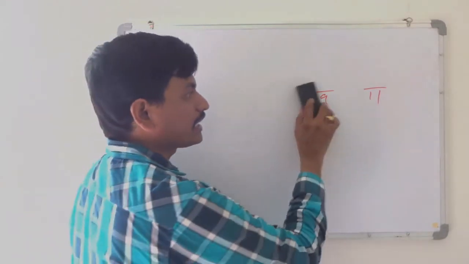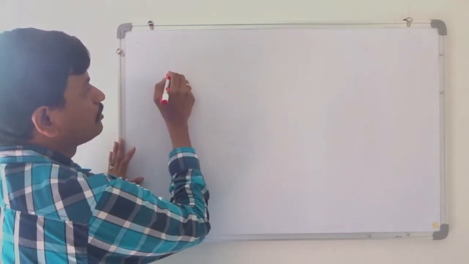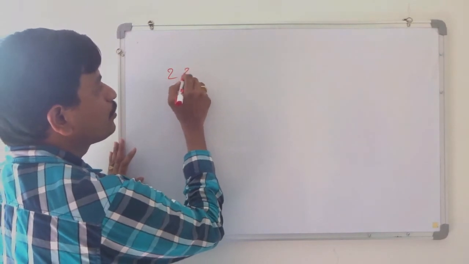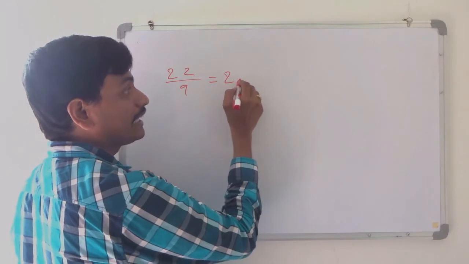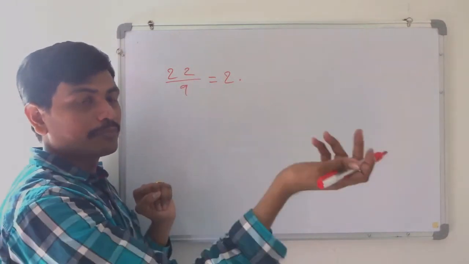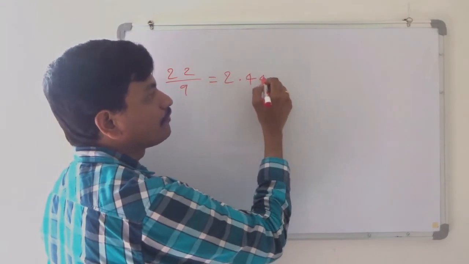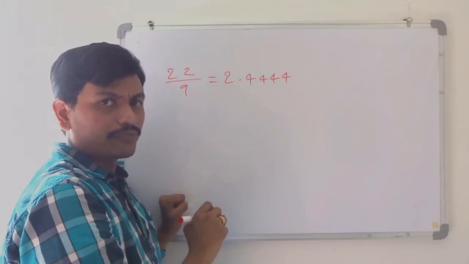So let us take 9. Some number, 22 divided by 9. 9 twos are 18, so that is 2.18. What's the remainder? 4. Multiply by 11, 44. 4 4 4 4, it goes on. That is 4 bar, nothing but 4 bar.